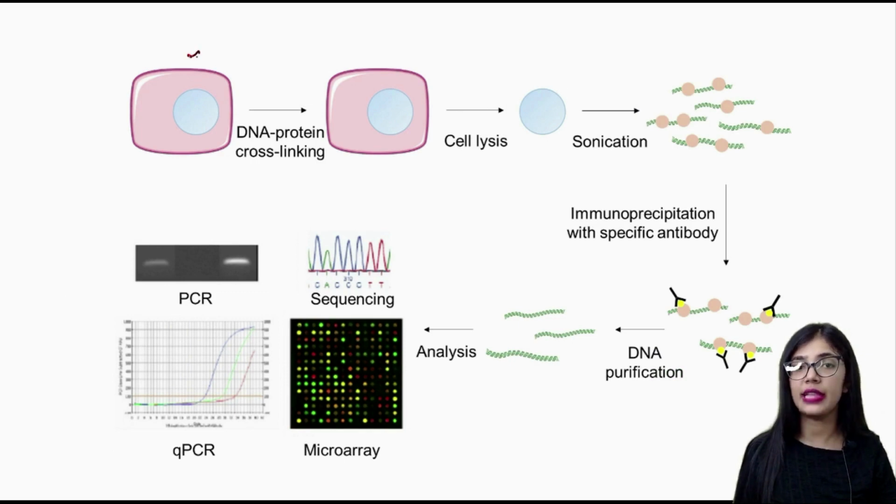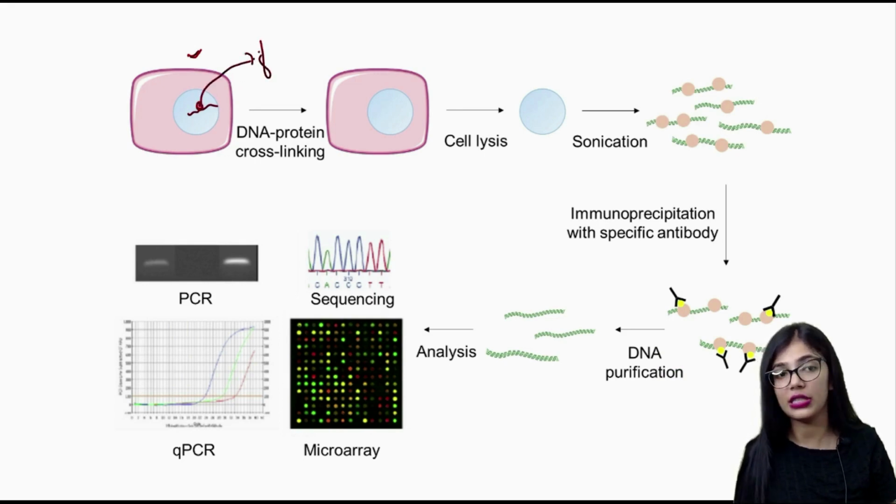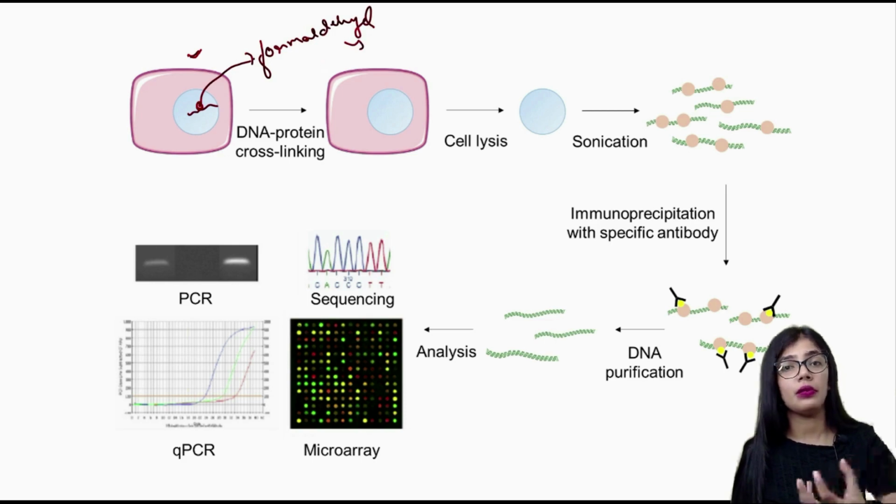So we had a cell. Inside the cell there is a nucleus, and inside the nucleus there is DNA, and this DNA is interacting with some proteins. For strong binding, first we did the cross-linking by using formaldehyde. This formaldehyde helps in the covalent interaction of the DNA as well as the protein.